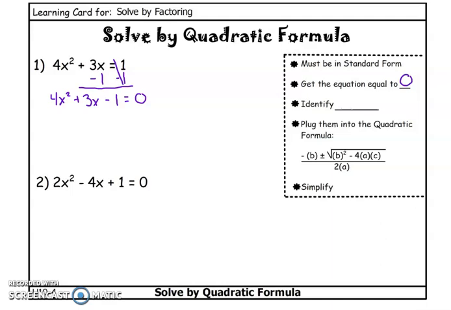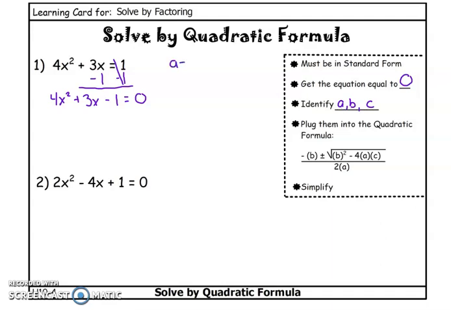Okay, so once we've got it equal to 0 and we see that this side is in standard form, this allows us to clearly figure out what our A, B, and C values are of the quadratic. So that's what we're going to want to do. We're going to identify what A, B, and C are. All right, I'll do that up here.